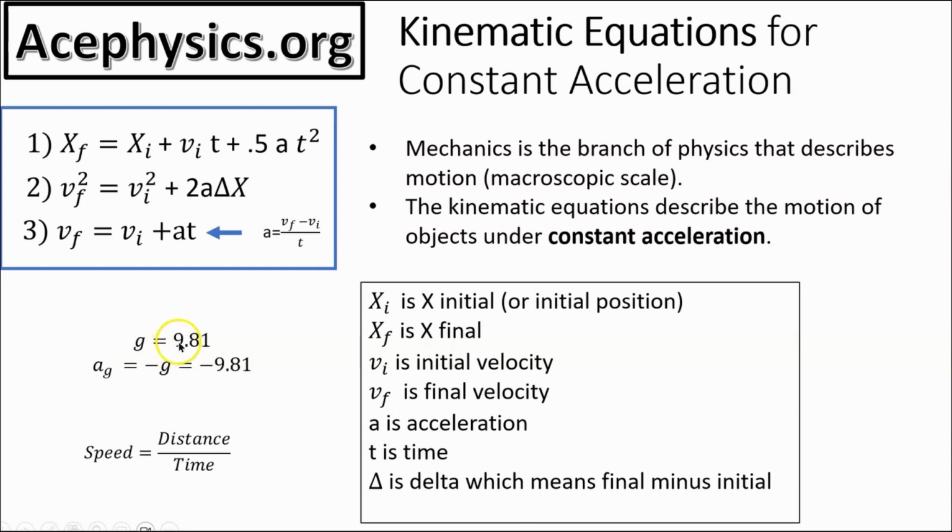Little g is equal to the number 9.81. A sub g is negative g. It's negative 9.81. And this is the acceleration of gravity near the surface of the Earth.